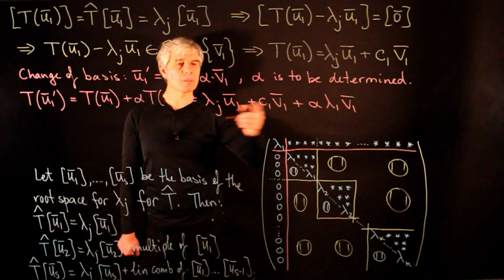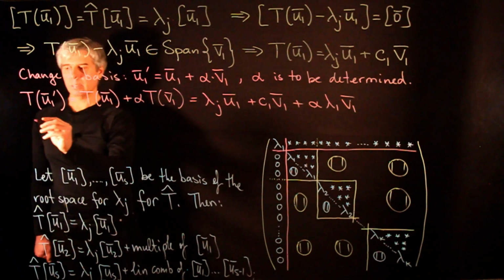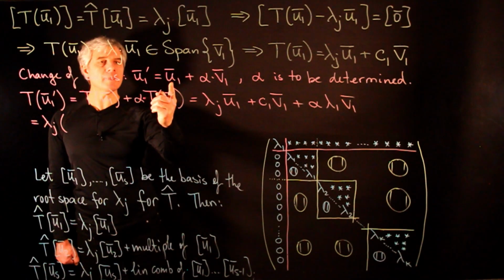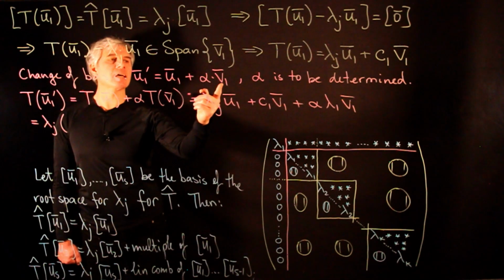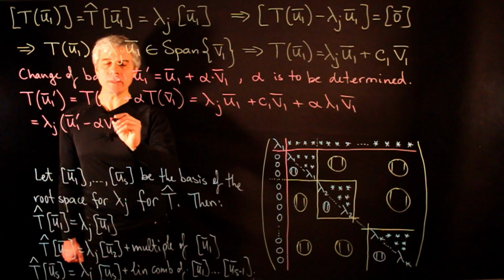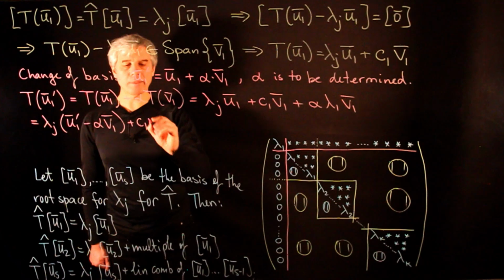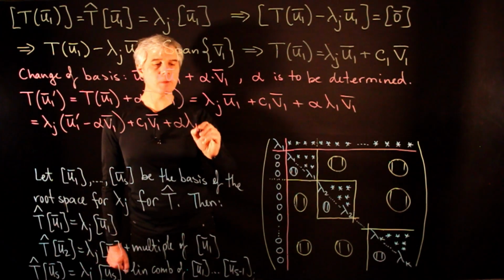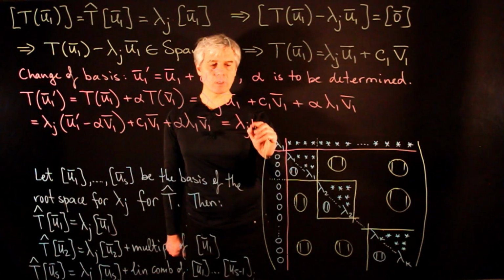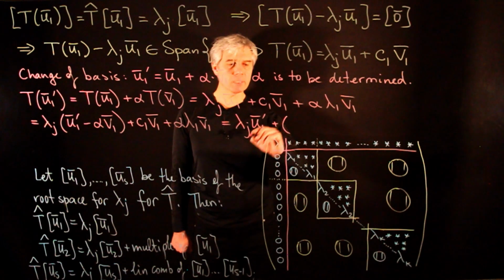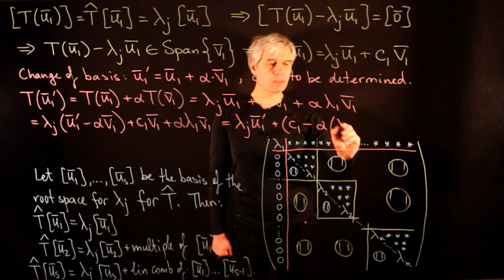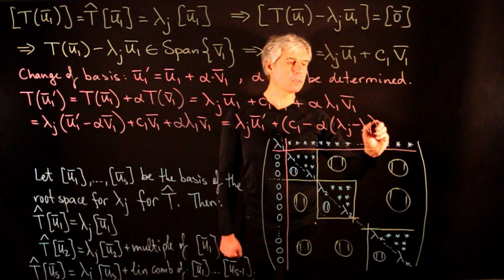Now let us write down the right-hand side in terms of u1 prime. So this is lambda j times, from this equality we see that u1 is equal to u1 prime minus alpha v1. So we have u1 prime minus alpha v1 plus c1 v1 plus alpha lambda 1 v1. And this becomes lambda j times u1 prime plus the following multiple of v1. We have c1 minus alpha times lambda j minus lambda 1, times v1.